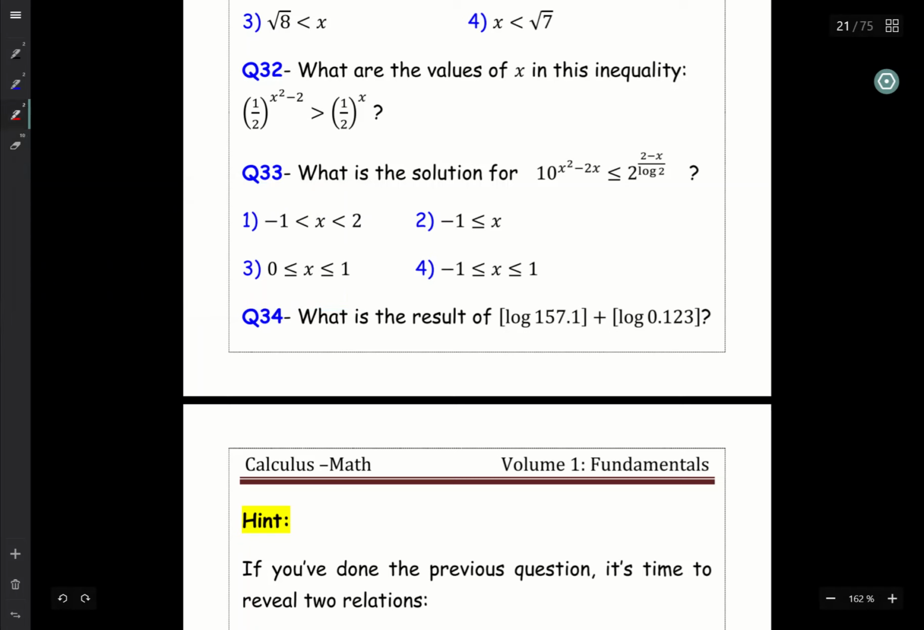Hello and welcome back. Let's continue our discussion on logarithmic functions. So let's continue with question 32. What are the values of x in this inequality?